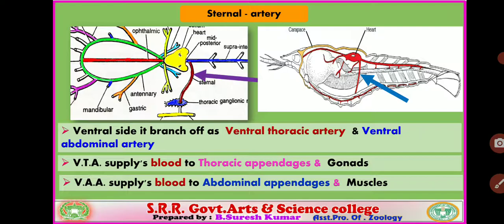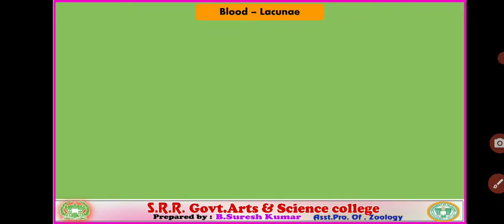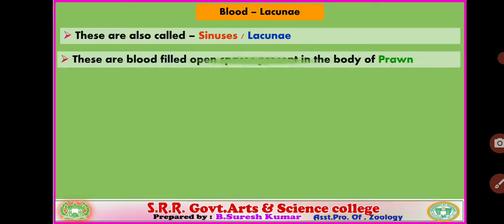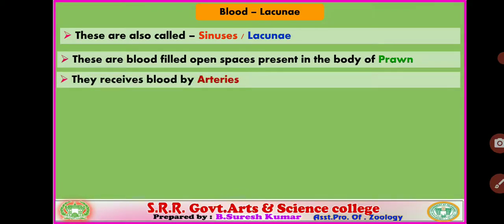Okay, so this stout vessel, the sternal artery, supplies blood to different parts of the body. Next part of the circulatory system, blood lacunae. Lacunae are nothing but sinuses. They are also called sinuses, empty spaces. They are filled with blood. That's why the body cavity of the prawn is termed as hemocoel.